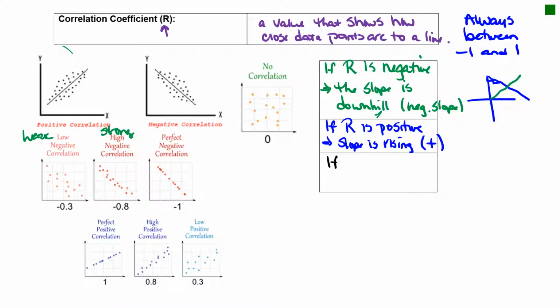If the correlation coefficient is 0, that means there is no linear relationship. Okay, so this would be a 0. Has no linear relationship, okay? So if you look here, this is a low negative, negative 0.3, strong is negative 0.8, that's closer to 1, negative 1 is perfect, 1 is perfect, 0.8 is really close to 1, 0.3 is farther away from 1. So it all depends on how close or how far it is from 1, okay?